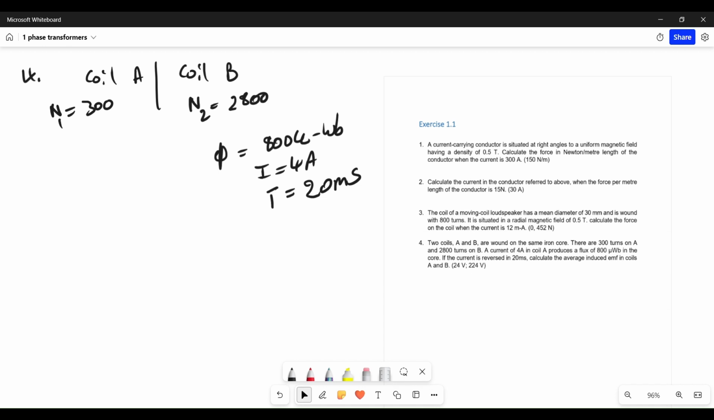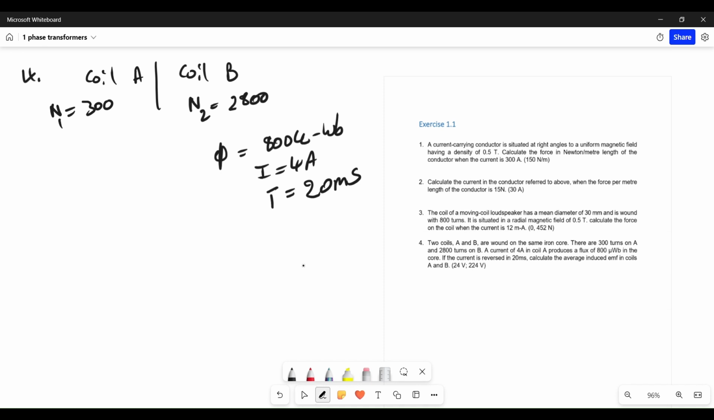So we're told that the current is reversed in 20 milliseconds. So this is the reversal time, and we know that what the flux does, it goes to maximum and then it goes to minimum. When it gets to minimum, it reverses again, it goes back to maximum. So the time that it takes for you to do that is 20 milliseconds. The maximum flux is positive and the minimum flux is negative, but the magnitude is the same.